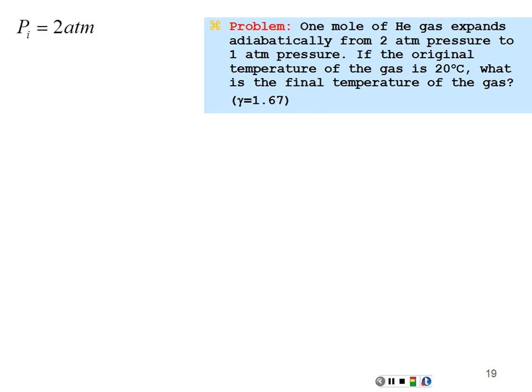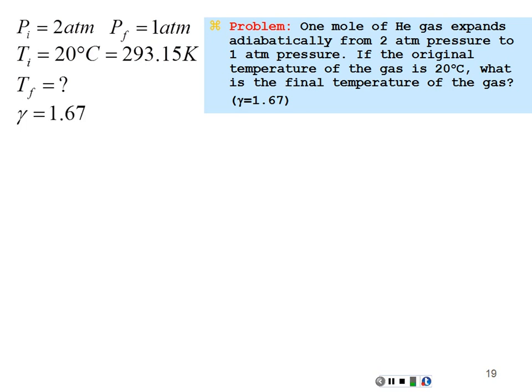All right, so we know our initial pressure and we know our final pressure. We know our original temperature is 20 degrees Celsius. We need to convert that immediately to Kelvin. So we have an initial temperature of 20 degrees Celsius, which is 293.15 Kelvin, and we want to find the final temperature. Well, we know our two pressures, and we know our initial temperature. We can use this adiabatic relationship to find the final temperature. This gas is helium, so it's monatomic at room temperature, and gamma is 1.67.